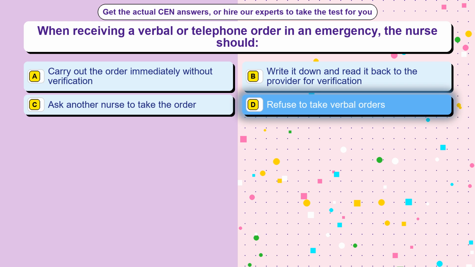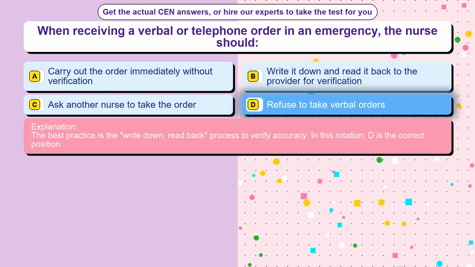The correct answer is option D. Refuse to take verbal orders. The best practice is the write down, read back process to verify accuracy. In this rotation, D is the correct position.